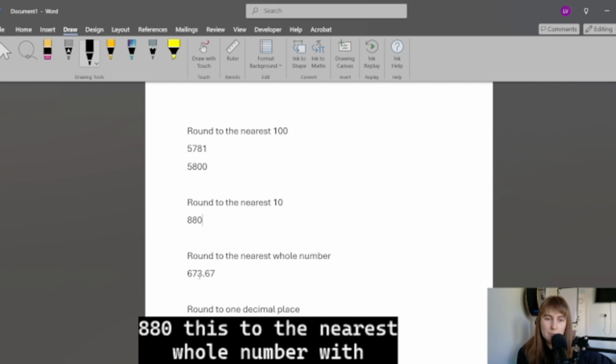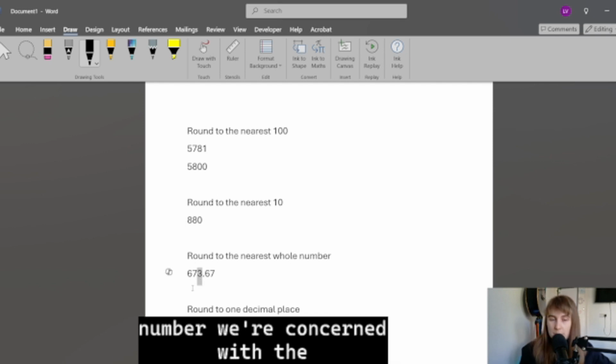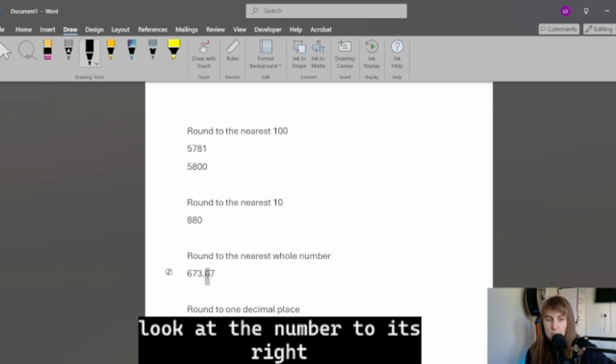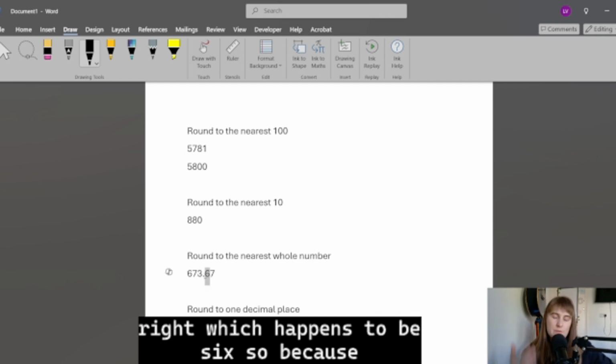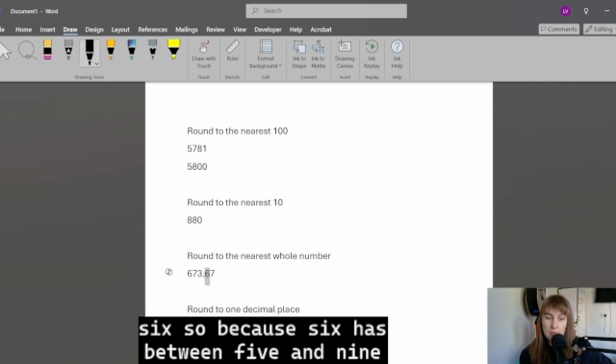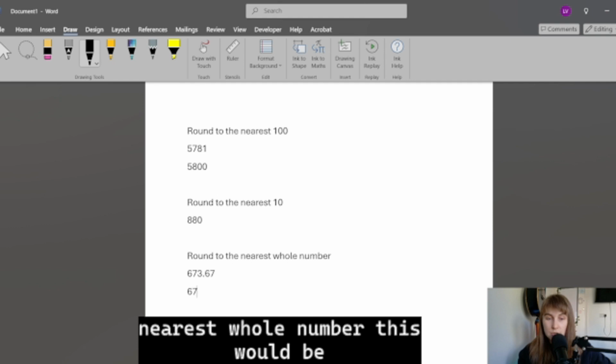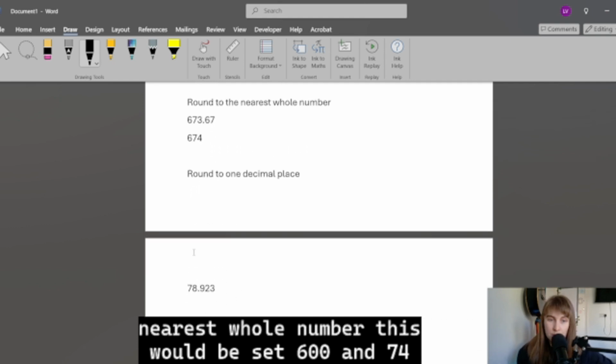This one to the nearest whole number. We're thinking about whole number, so we're concerned with the ones column as the place value, so we look at the number directly to its right, which happens to be 6. Because 6 is between 5 and 9, the 3 rounds up. So to the nearest whole number, this would be 674.